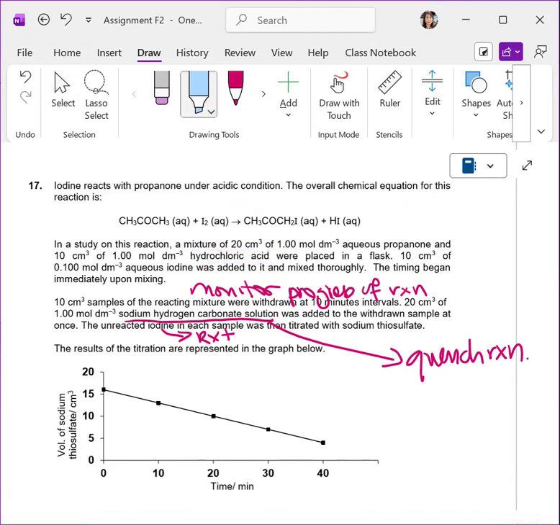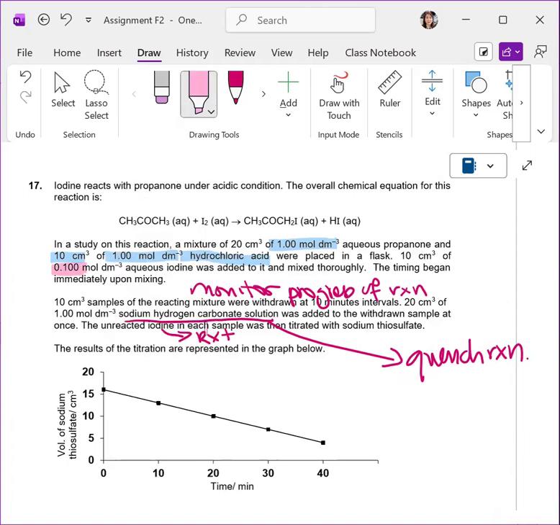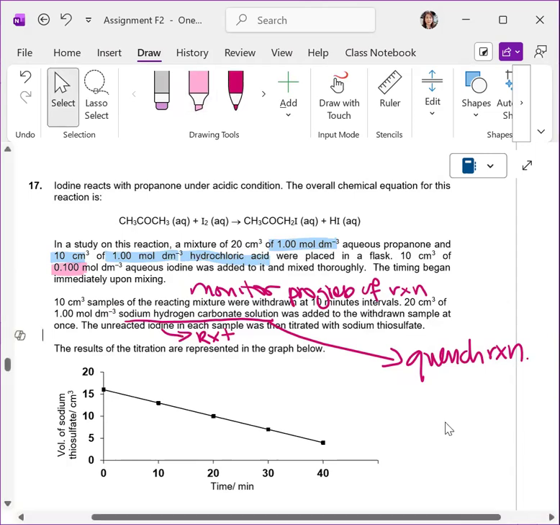If you look carefully at the amount, let me highlight where the amount is. If we look at the propanone, it's not the 20 cm³ that I'm asking you to look at. I'm asking you to look at the concentration. We have 20 cm³ of 1 mol/dm³ propanone, and then 10 cm³ of 1 mol/dm³ HCl. But the iodine that we are putting in is not 1 mole. It is only 0.1 mol/dm³. So it's 10 times more dilute. The purpose is to make sure that propanone and HCl are added in excess.